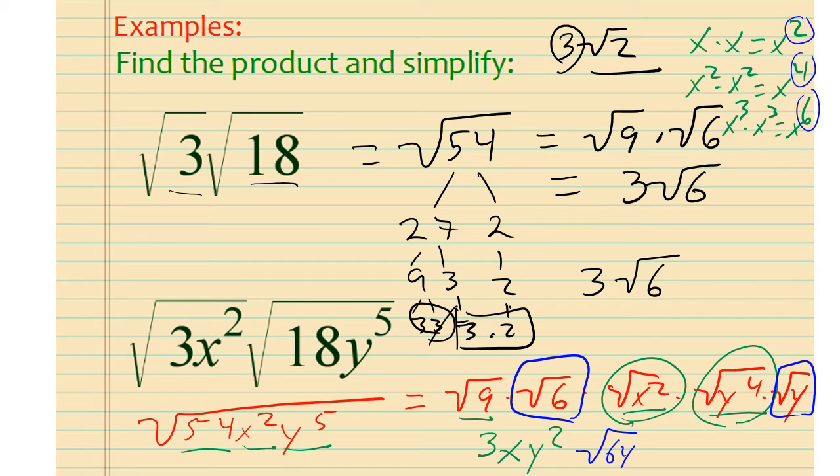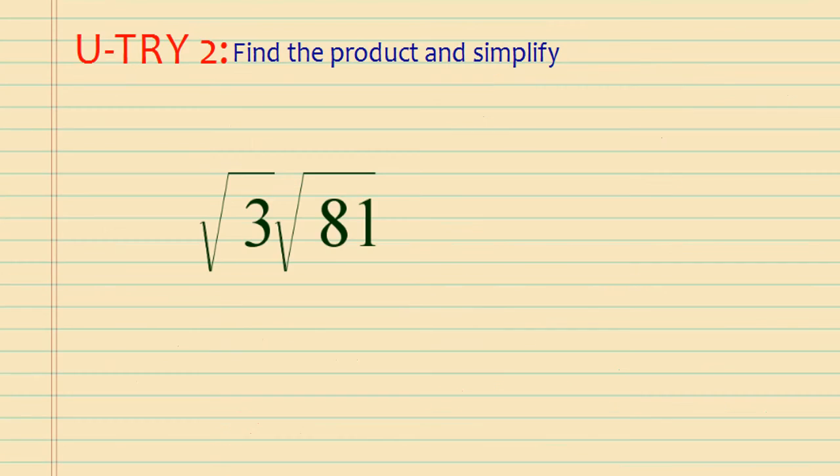Simplifying radicals. Here's your u-try. Again, you want to get it all into one radical first, and then start breaking it apart.